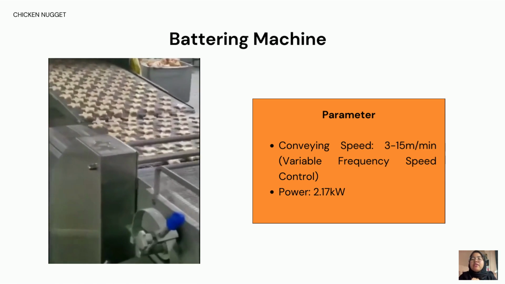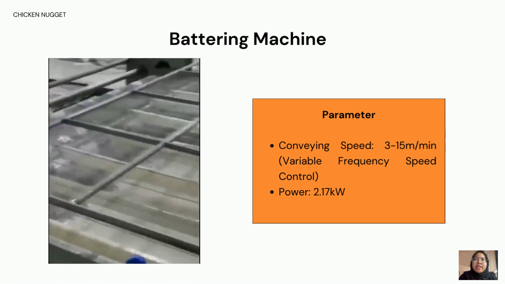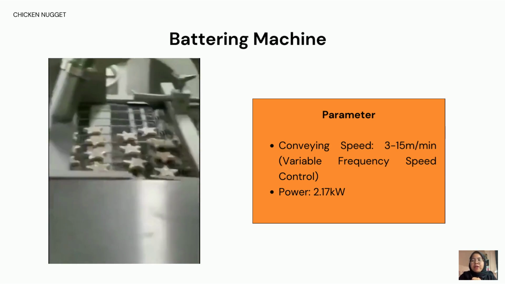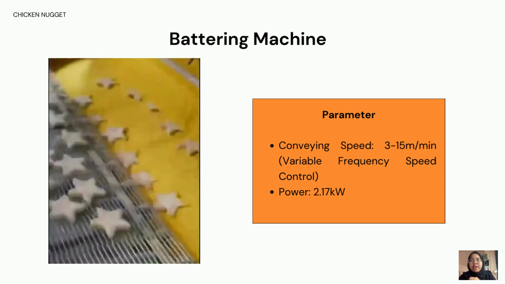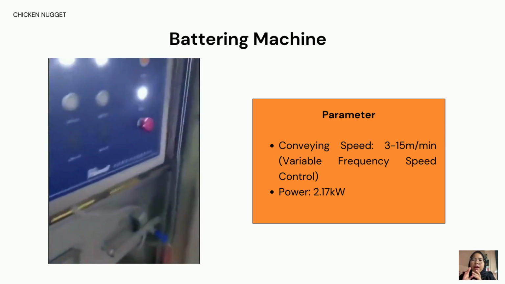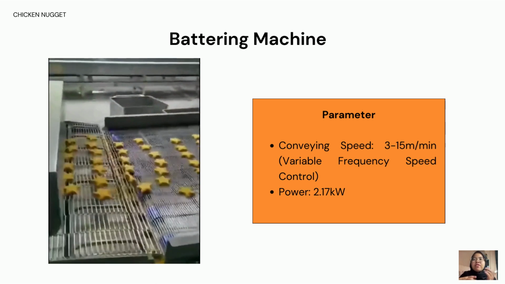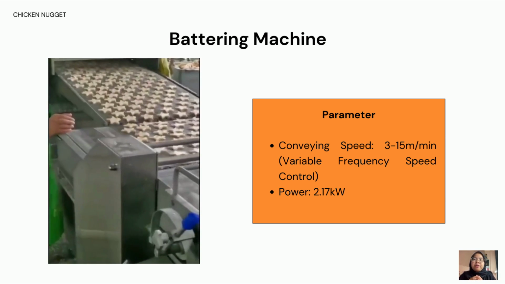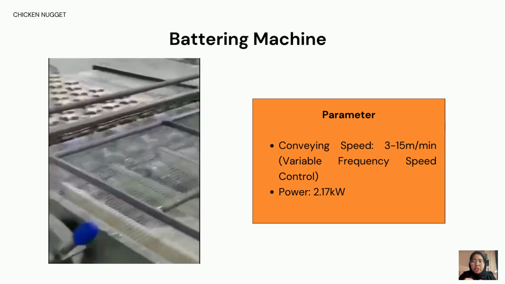For this process, the instrument that I use is a battering machine. For the parameters, the conveying speed of the battering machine is about 3 to 15 meters per minute, with variable frequency speed control, and the power is about 2.17 kilowatts.